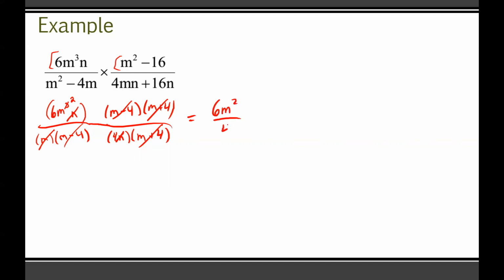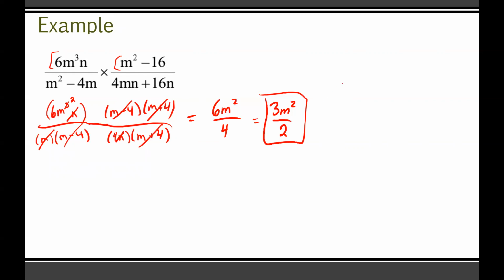We have 6m squared over 4. Well, 6 over 4, that can simplify down as well. You could divide both those pieces by 2, and just like simplifying a normal fraction, that 2 just disappears. So this becomes 3m squared over 2. And that's it. That's all there is on that one.